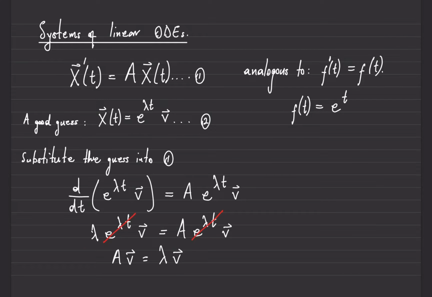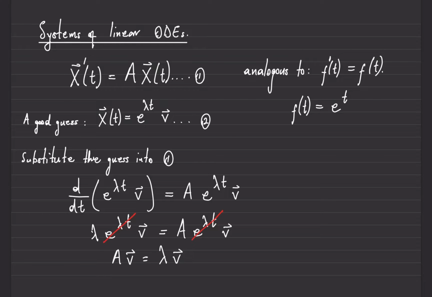But then notice that e to the lambda t is now constant on both sides. When we cancel it out, look at what remains. Do you recognize this equation? This is the equation of eigenvectors and values. V bar is a vector which, when multiplied by A, gives us something that is proportional to itself, lambda times V bar.